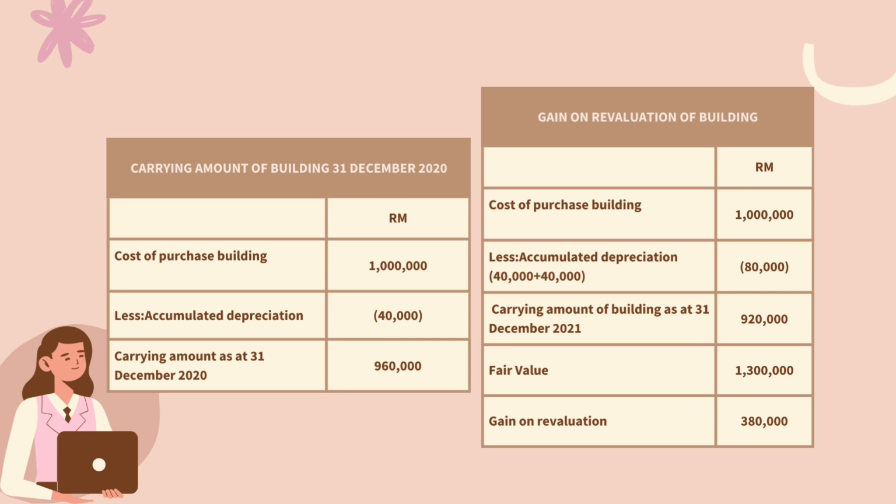Next, we need to calculate the carrying amount of the building at 31st December 2020. Based on MFRS 116, for the purpose of calculating the carrying amount of the building at the end of 31st December 2020, the building is measured at cost, which is 1 million, less accumulated depreciation.